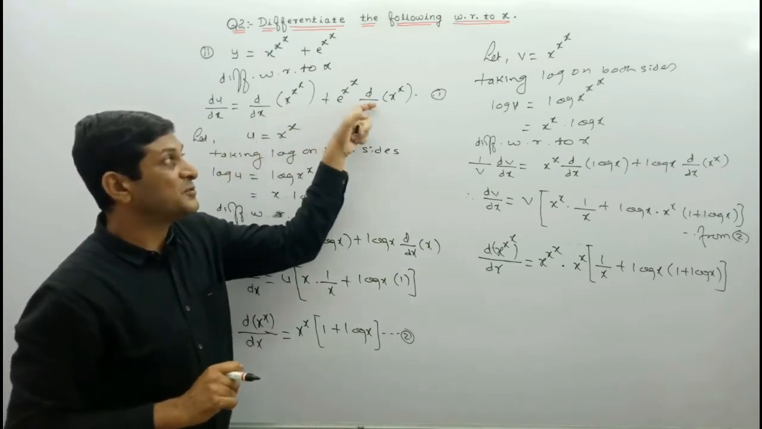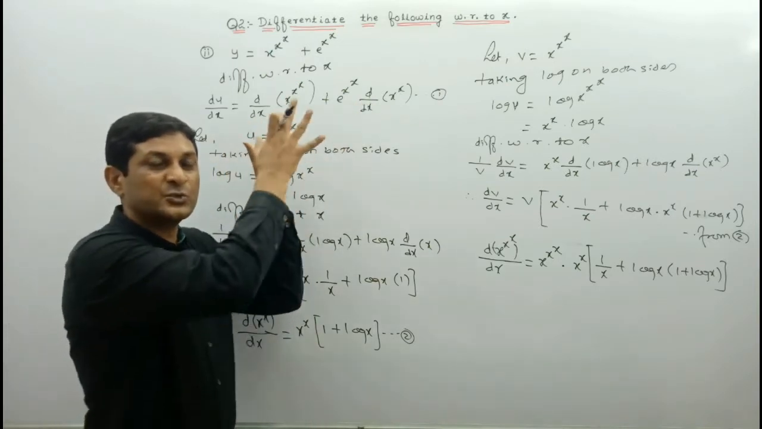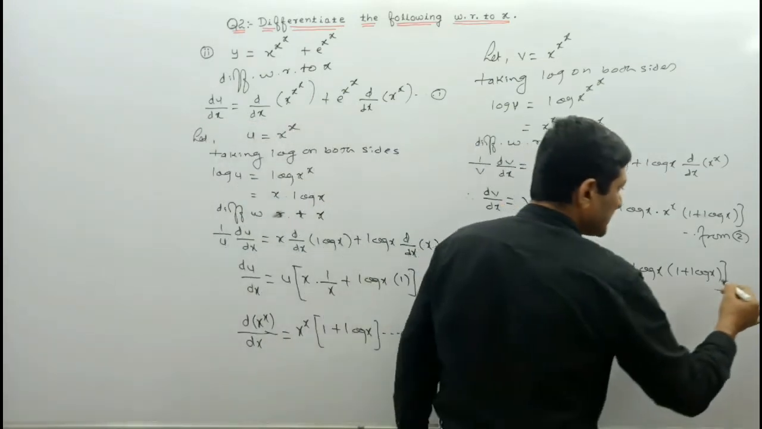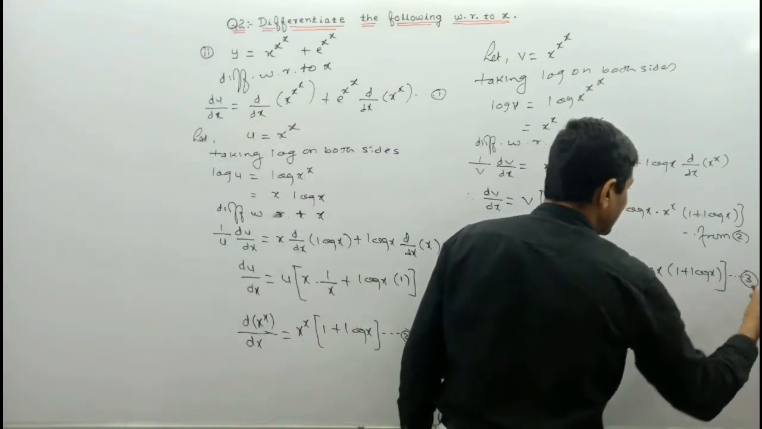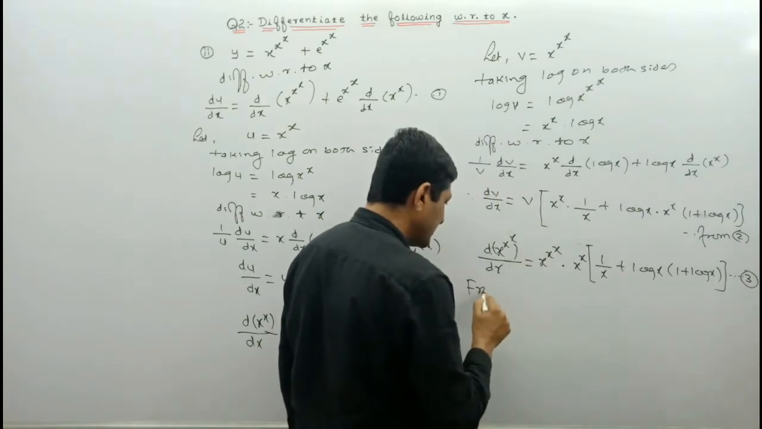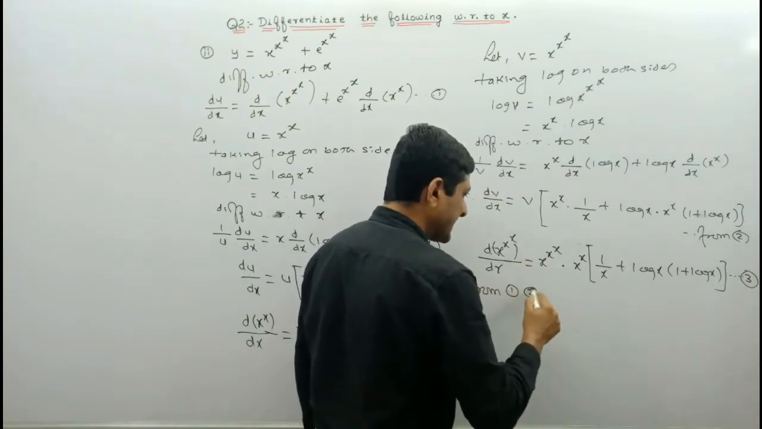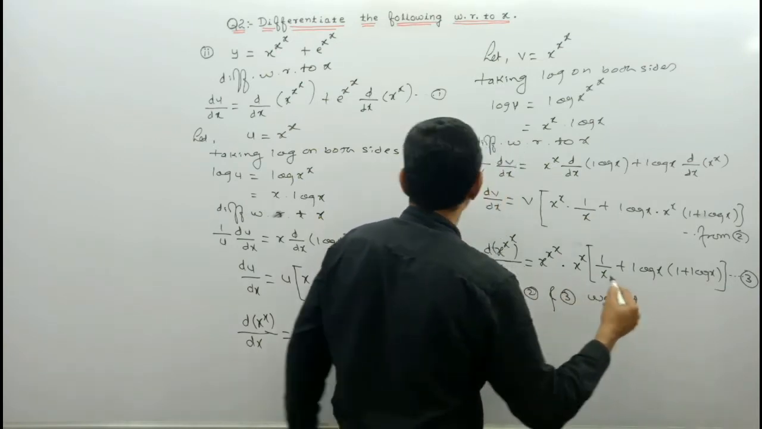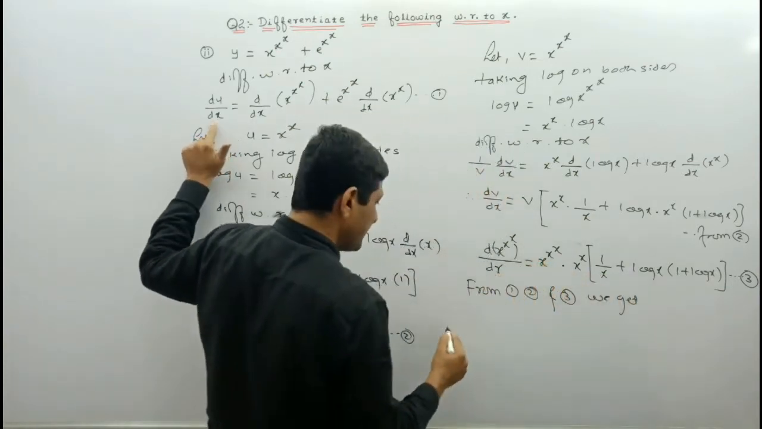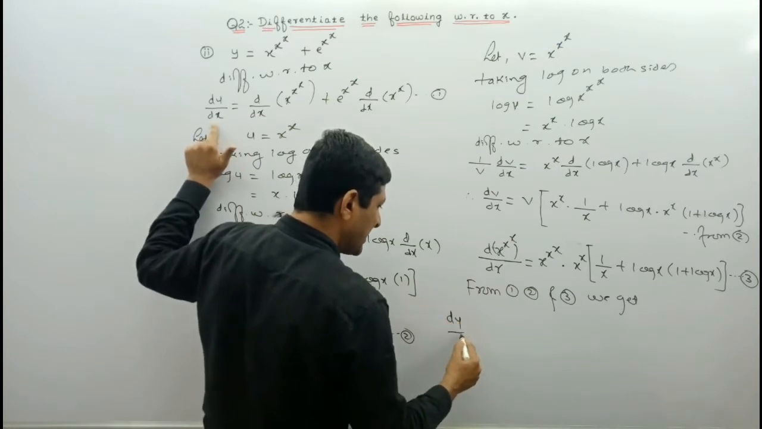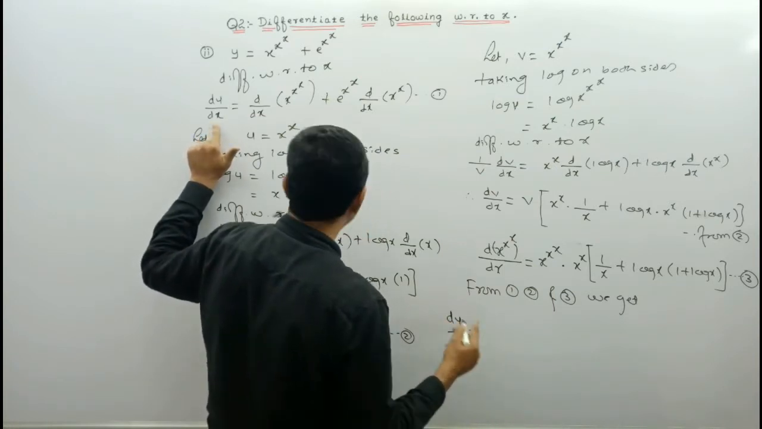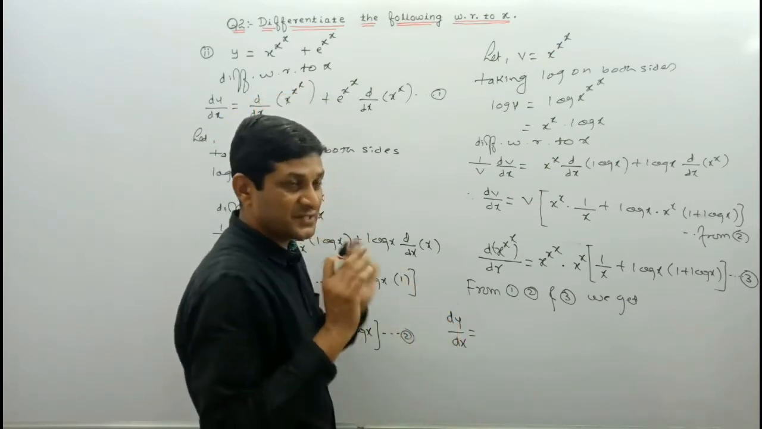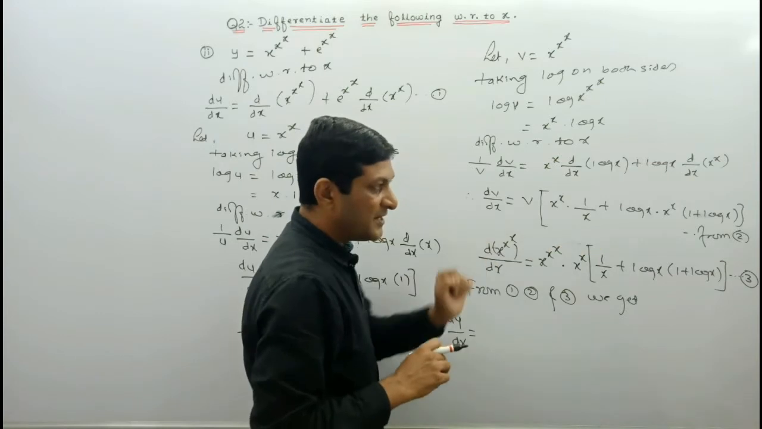So both the values are known to us, and the only remaining part is to substitute both the values in equation number 1. Let us denote this new equation as equation number 3. So now see, from equations 1, 2 and 3, what result are we getting here? Keep the left hand side dy by dx as it is. Observe the right hand side, the derivative of x raised to power x is our first term.